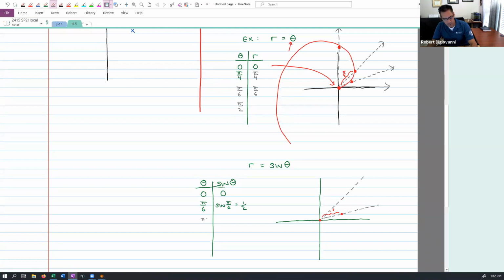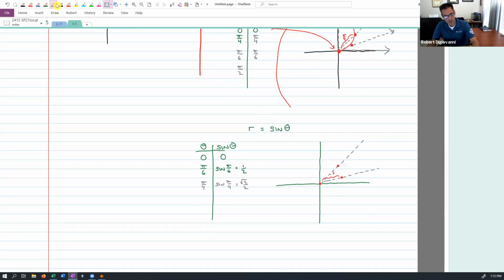Now let's aim pi over 4. So if I go pi over 4 here, sine of pi over 4 would be root 2 over 2, right? Which is about 0.707. So it's going to be further out than this, right? So I'm going to be about here now.